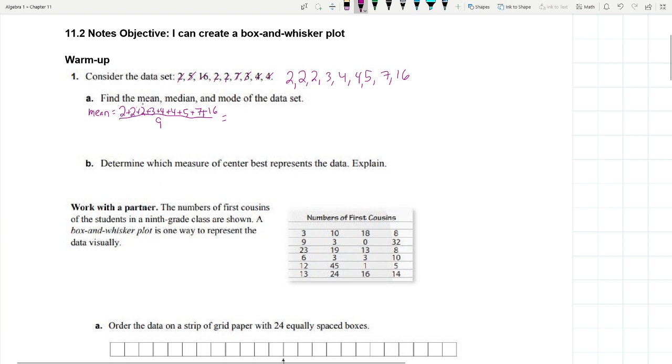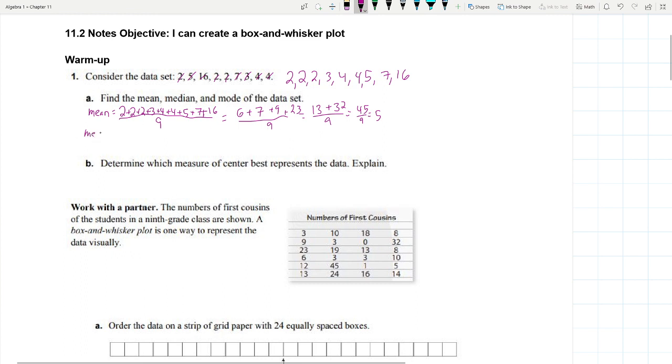Alright, so adding these all up, the 2s make 6, plus 3 is 9, plus 4 is 13, plus 4 is 17, plus 5 is 22, 7 plus 16 is 23, all divided by 9. 6 and 7 make 13, plus 9 and 23 make 32, over 9, so that equals out to be 45 over 9, which is 5. Alright, so my mean is 5.